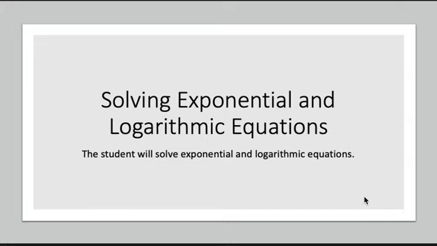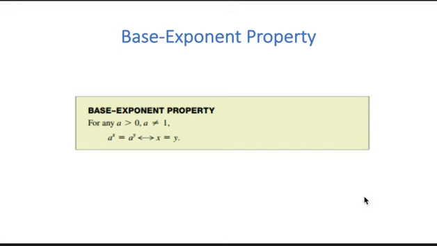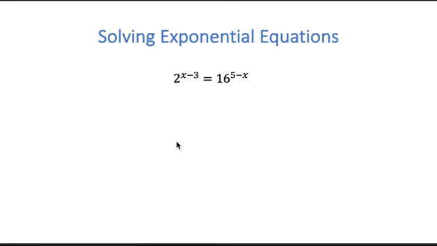So the first property we're going to talk about to help us solve these equations is the base exponent property. Basically what I want you to catch from this is that when you have the same bases and these expressions are equal to each other, the exponents have to be equal to each other. It's specifically this property that's going to help us solve this problem. So 2 to the x minus 3 and 16 to the 5 minus x, and we're asked to solve for x.